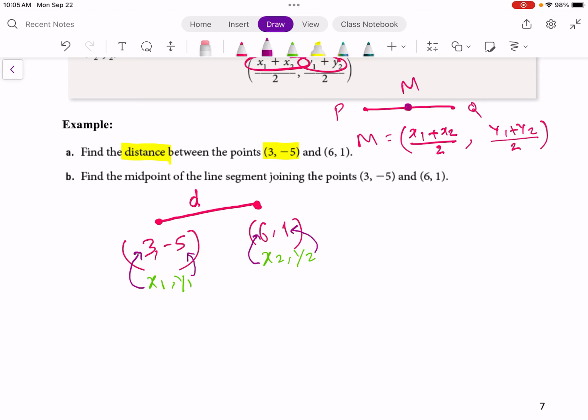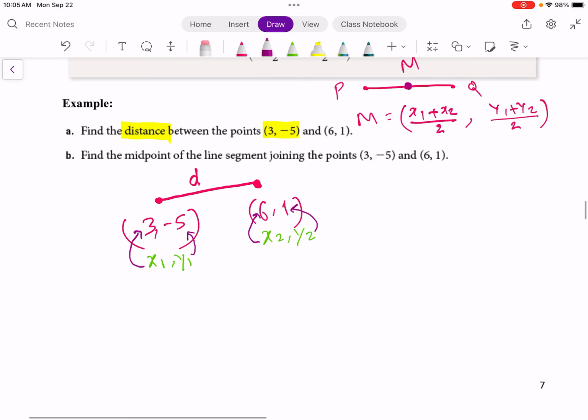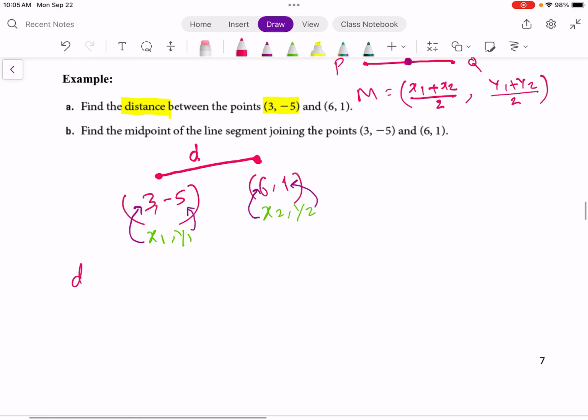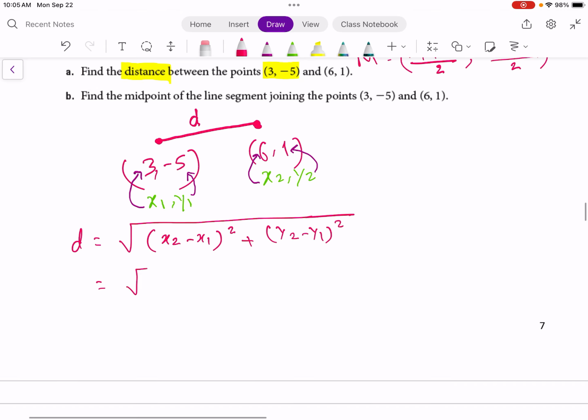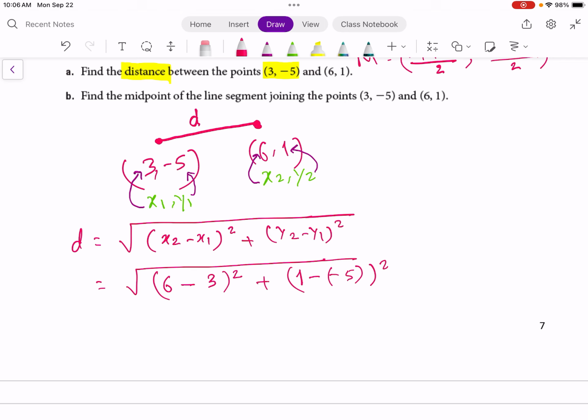Now we know x1, y1, x2, y2. We substitute these values in our distance formula. d equals the square root of (x2 minus x1) squared plus (y2 minus y1) squared. So this is the square root of, our x2 is 6, so 6 minus x1, x1 is 3, in parentheses squared, plus our y2 is 1 minus y1, which is -5. Make sure that -5 is inside parentheses, and squared.